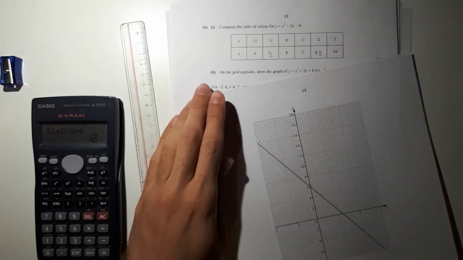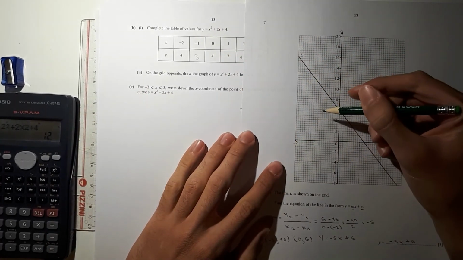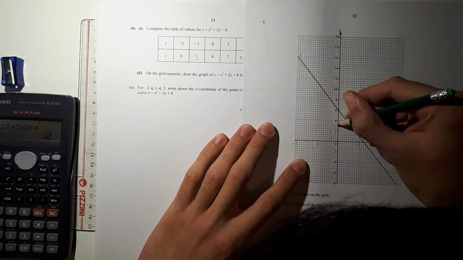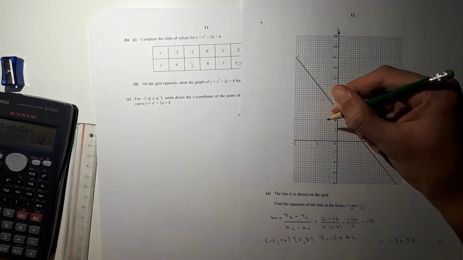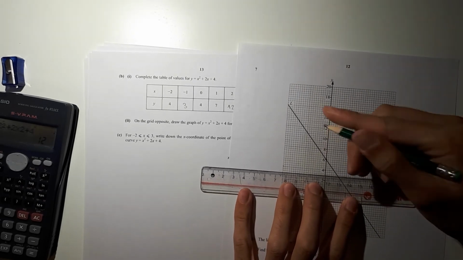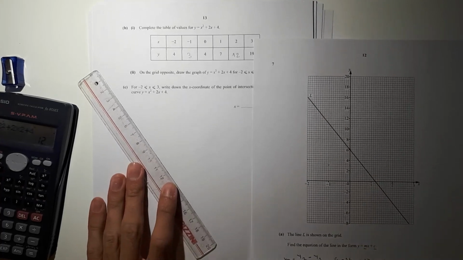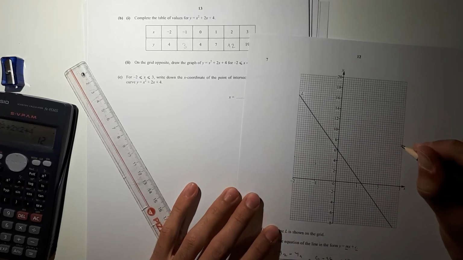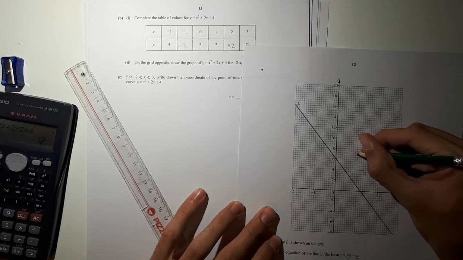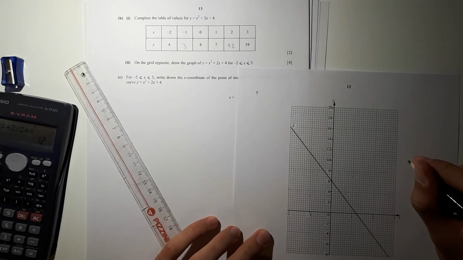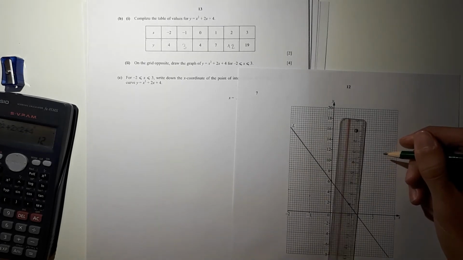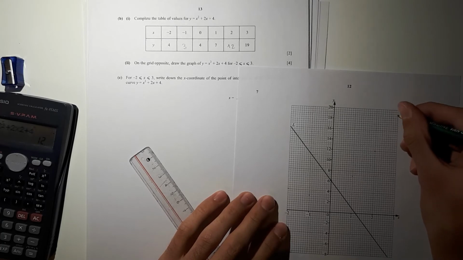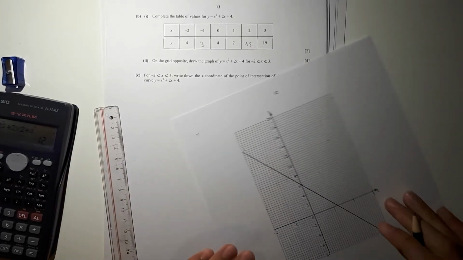So minus 2, I'm going to put this here, minus 2 over 4 would be this point, minus 1 over 3 would be over here, so minus 1, let me see, will be here, 0 and 4, 1, 7 would be over here, and 2, 12, 3, 19, that would be over here. So we have to draw the graph.